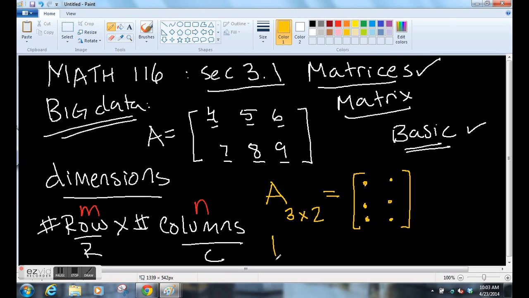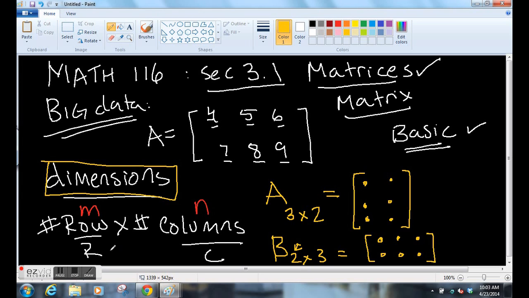Okay, if you had a matrix B that was 2 by 3, you can see this pattern, can't you? There are 2 rows, 1, 2, because that's the number of rows, and 3 columns. So that was the first column, it's the second column, here's the third column. So 3 by 2 is different from being 2 by 3. The first thing I want you to know is that matrices have dimensions and it's rows by columns.